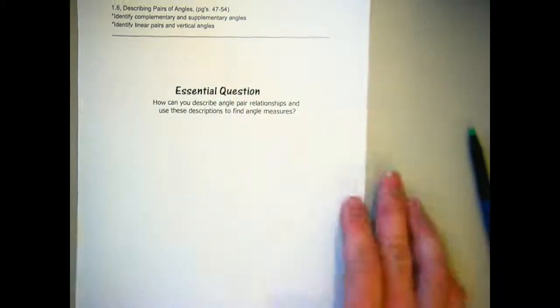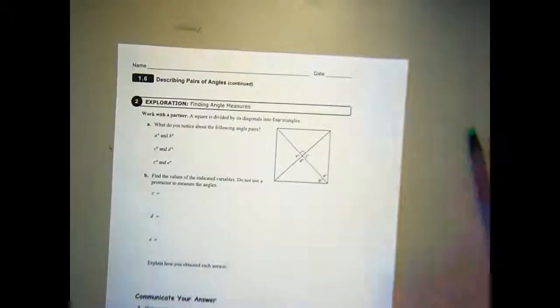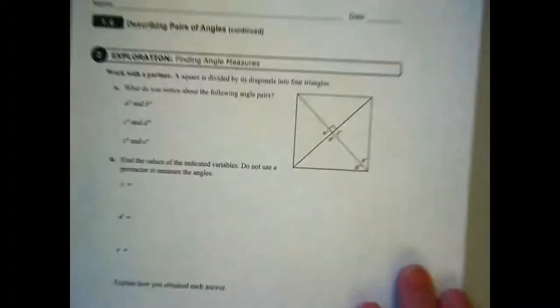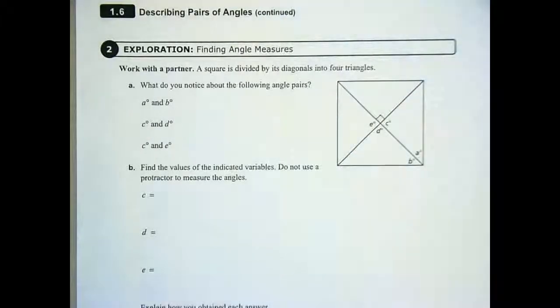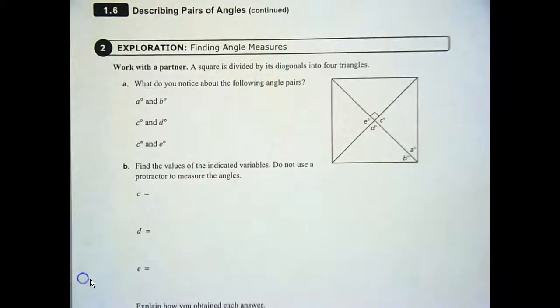Okay. Exploration 2. Look at your partner. A square is divided by its diagonals into 4 triangles. What do you notice about the following angle pairs? Go ahead and work through that real quick. Okay, come on up, fill them in, and have your reason why, but we'll talk about those here in a minute.